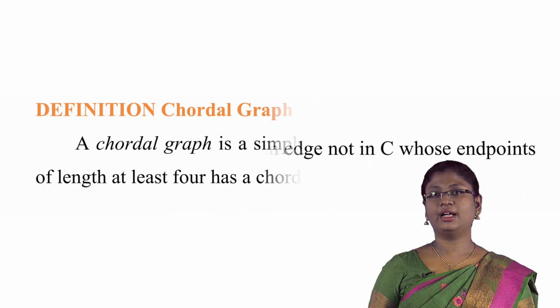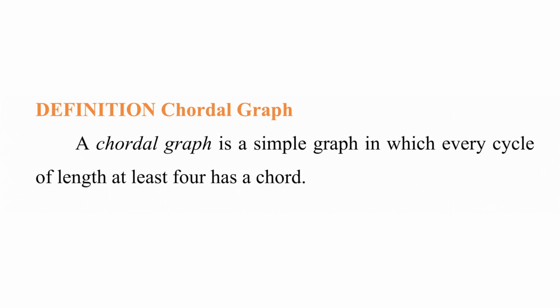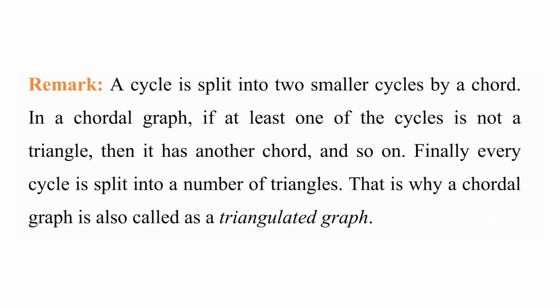Now, let's see the definition of the chordal graph. A chordal graph is a simple graph in which every cycle of length at least 4 has a chord. Remark: a cycle is split into two smaller cycles by a chord. In a chordal graph, if at least one of the cycles is not a triangle, then it has another chord, and so on. Finally, every cycle is split into a number of triangles. That is why a chordal graph is also called a triangulated graph.